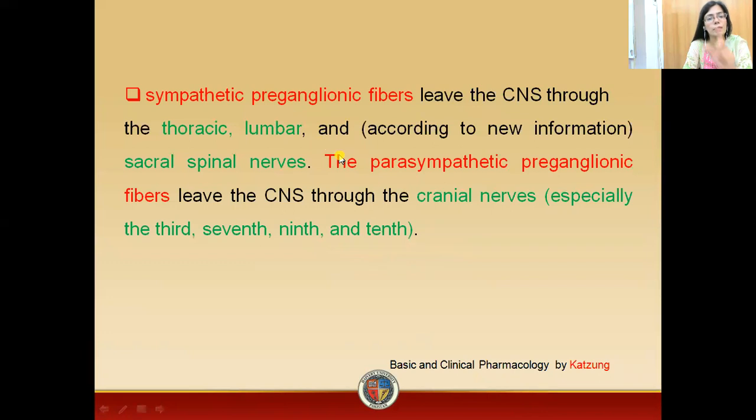So in this slide, I have discussed the origination of the preganglionic nerves or fibers of both the sympathetic and parasympathetic nervous systems. The origination of sympathetic preganglionic neurons is the thoracic and lumbar region, but according to new information, also the sacral spinal nerves. In the case of parasympathetic, the origination is the cranial nerves, especially the 3rd, 7th, 9th, and 10th nerves.